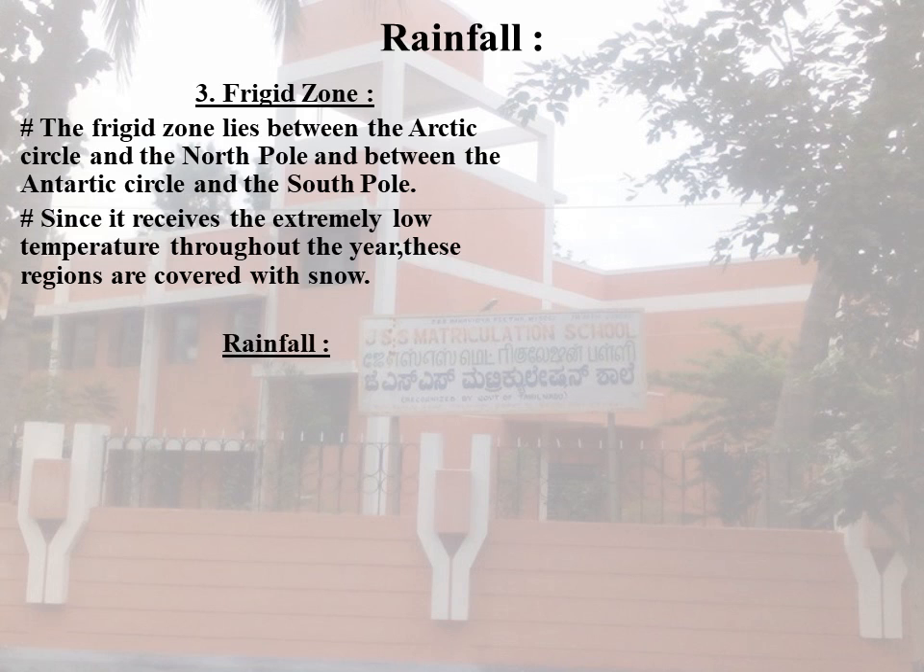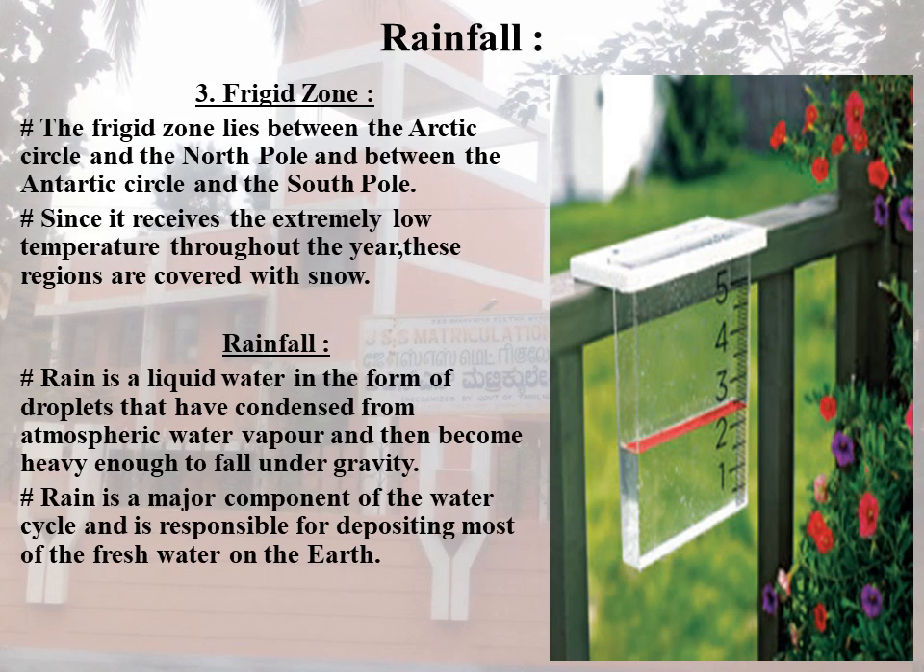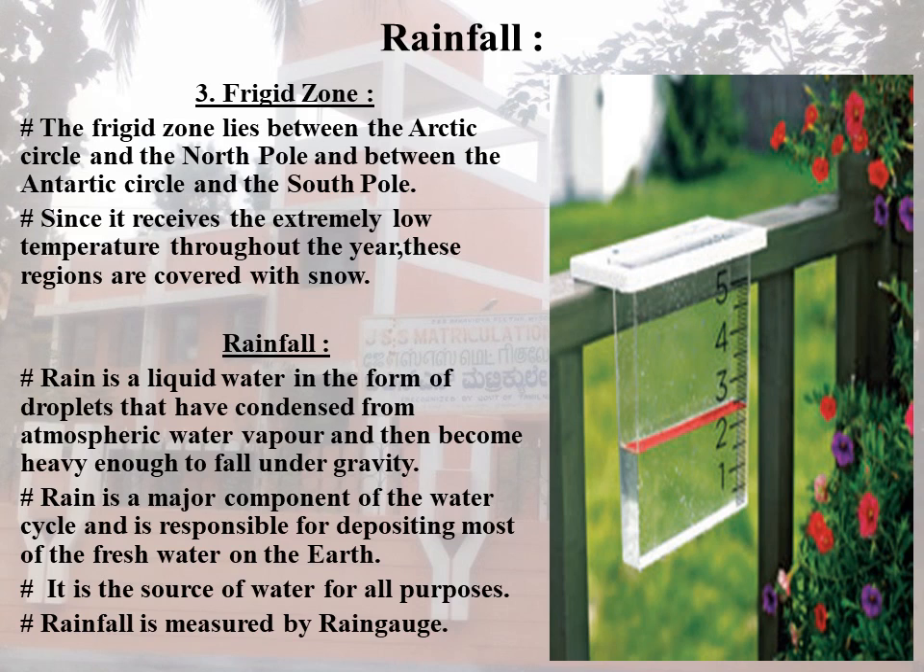Next, we are going to learn about rainfall. Rain is liquid water in the form of droplets that have condensed from atmospheric water vapor and then become heavy enough to fall under gravity. Rain is a major component of the water cycle and is responsible for dispersing most of the fresh water on the earth. It is the source of water for all purposes. There is a close relation between temperature and rainfall distribution. Generally, rainfall is high in the equatorial region and decreases gradually towards the poles. Rainfall is measured by a rain gauge. We see it in the picture; that is the rain gauge.